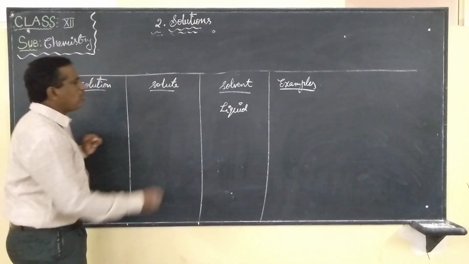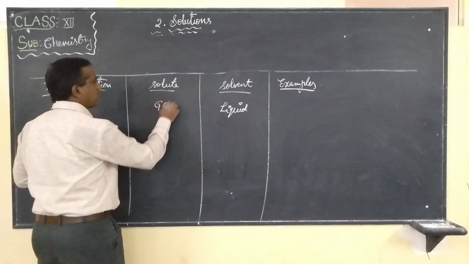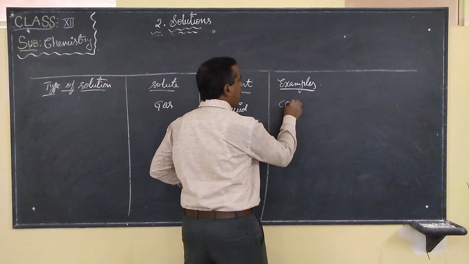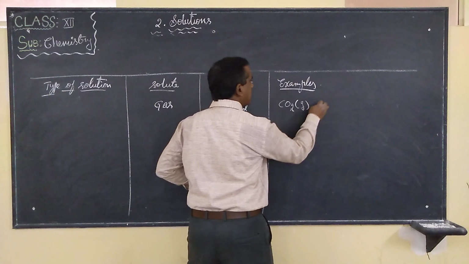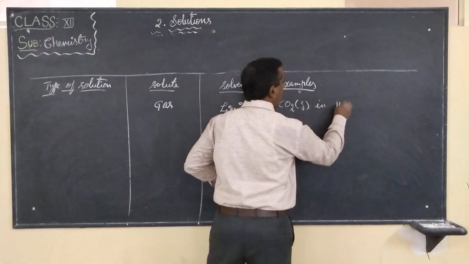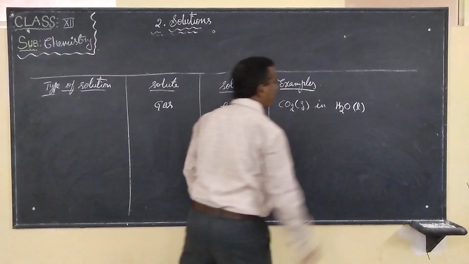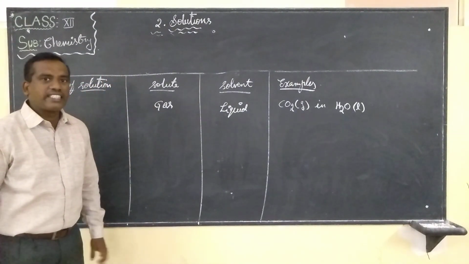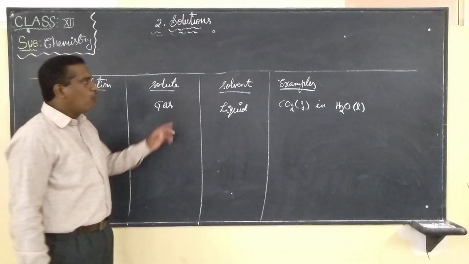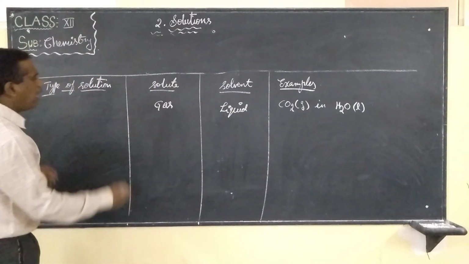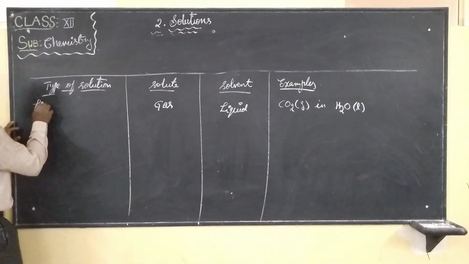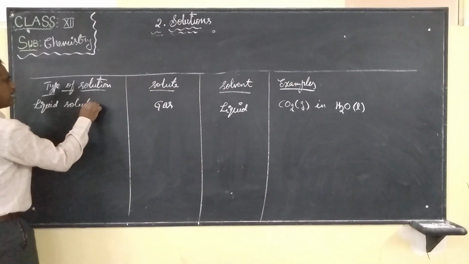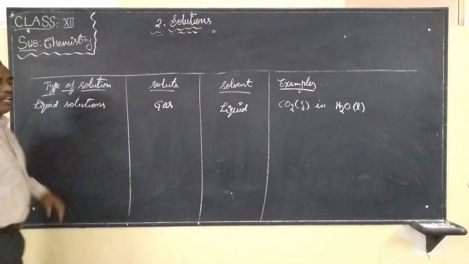In the case of the solute, if it is a gas, shall we take carbon dioxide gas in water as an example for gas in liquid. Gas in liquid. What type of solutions are these called? These are called liquid solutions.